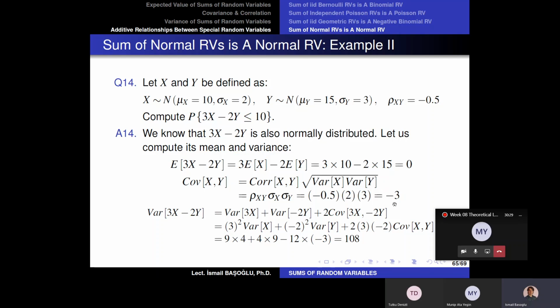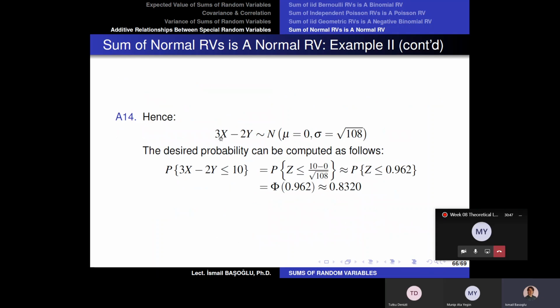When I plug in this minus 3 value in place of this covariance, the result that you are going to get in the end is 108, which means the variance of 3x minus 2y is equal to 108, and the standard deviation is going to be equal to the square root of this variance. Therefore, 3x minus 2y is also going to be a normal random variable with location parameter 0 and scale parameter square root of 108. The desired probability here is a normal probability statement for the sum 3x minus 2y to be less than or equal to 10.